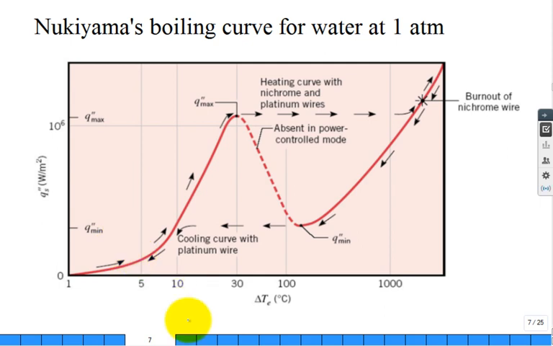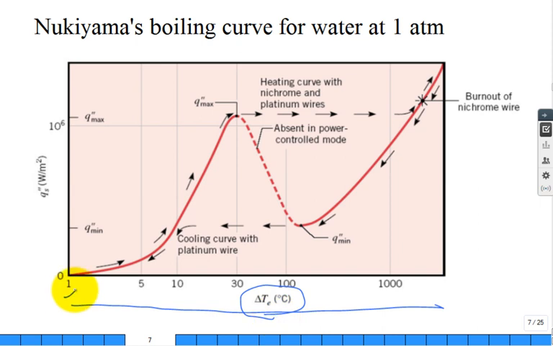This is a complicated plot. What do they plot on the x-axis? Can you see that? Delta T with a subscript E. What's the name of that? Excess temperature. And it's the surface temperature minus the saturation temperature. Now, is it on a log scale or a linear scale? It's a log scale. It covers a lot of ground.